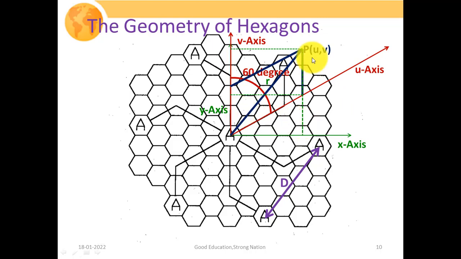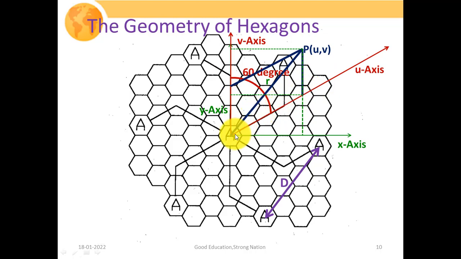Let us understand it. If this particular point is u, it means over the u axis we have traveled u number of integers, and over this v axis we have traveled v number of integers. So we are going to get this particular point P. So how are we going to compute the coordinates of u and v in terms of x and y?